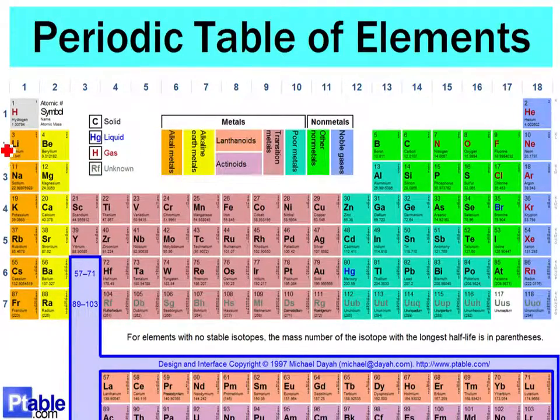So here's a better periodic table that you could probably see. So you can see this one actually has the electron configuration here. The one I have also does, but you can't really see anything.